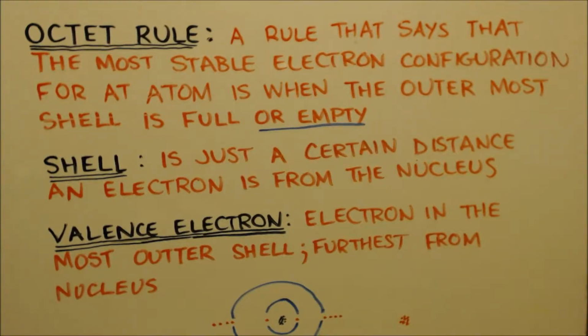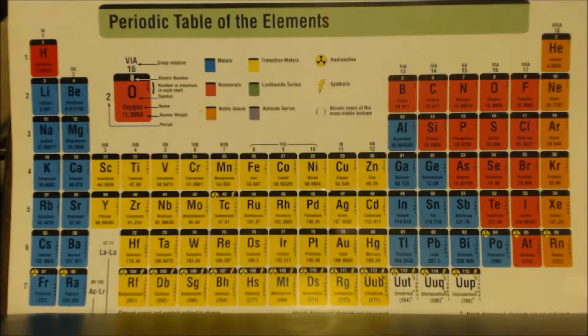And what are valence electrons? That was our last video. They're electrons that are in the outermost shell, so they're furthest away from the nucleus. Now this octet rule deals with the outermost shell, and these valence electrons are in the outermost shell. So they're going to be together here. They're related.